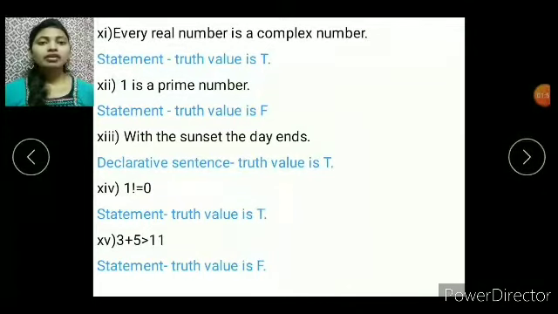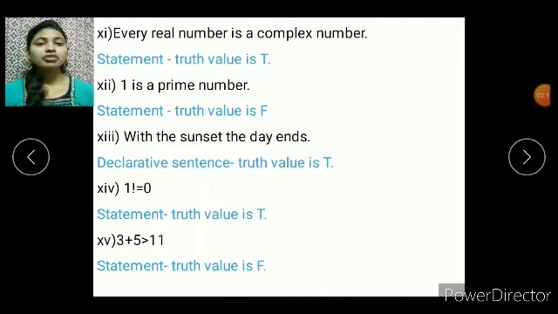Next, 11. Every real number is a complex number. This is a statement, and the truth value of this statement is true. It is denoted by the letter T. 12. 1 is a prime number. This is a statement, but it is false. The truth value of this statement is F.